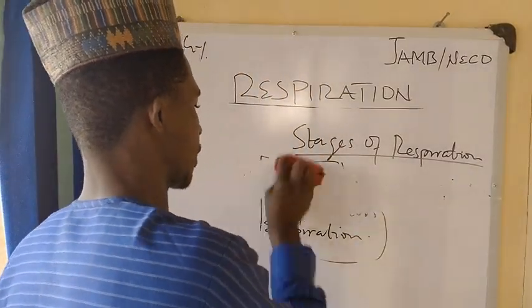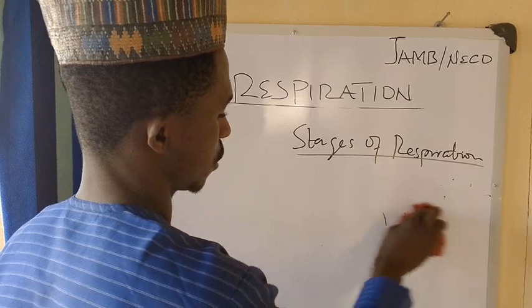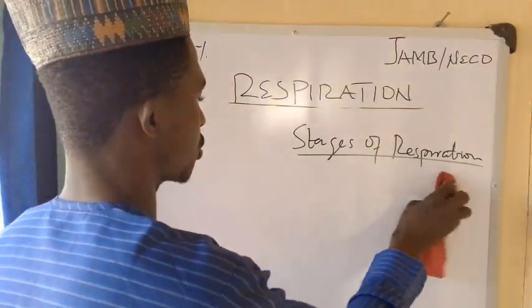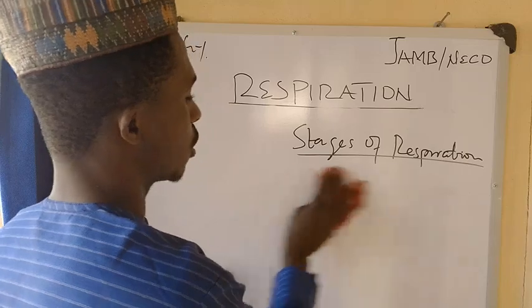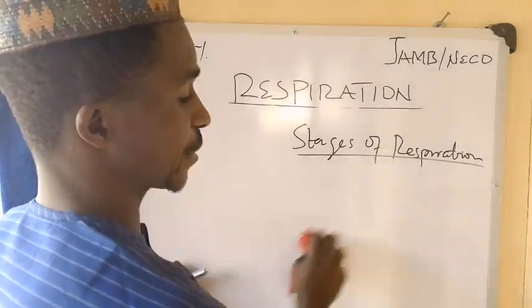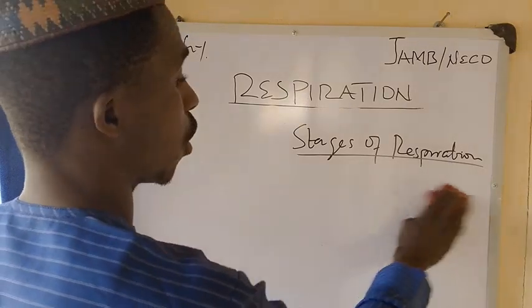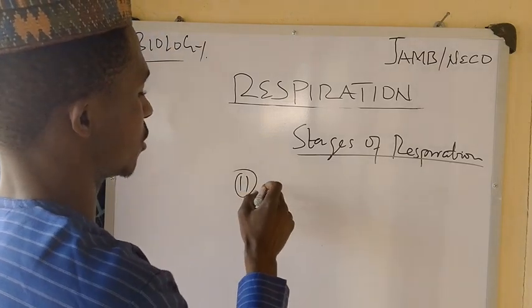And what happens in this stage? There's nothing too serious here. This is when oxygen makes contact with the respiratory surface. When the air you breathe makes contact with the respiratory surface or organ. Number two, we can talk about the internal stage.